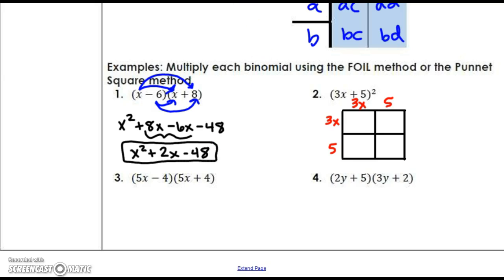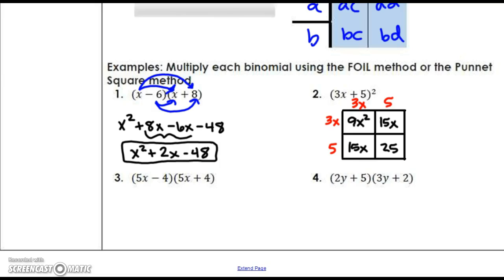All right, now let's take a look at the Punnett square. Well, this is squared, which means we have 3x plus 5 times 3x plus 5, so there's really two of them. So we're going to put one binomial up here and the other binomial here. And now we're going to multiply. So we're going to take 3x times 3x and we're going to put it in this box, which would be a 9x squared. We're going to take the top thing, which would be our term, times 5, and we're going to put them together in the box. They kind of match up in 15x. 5 times 3x here, 15x. And 5 times 5 going in here, 25.